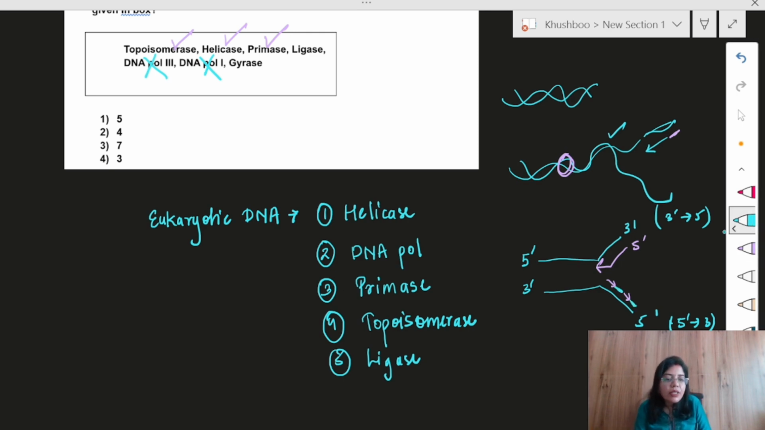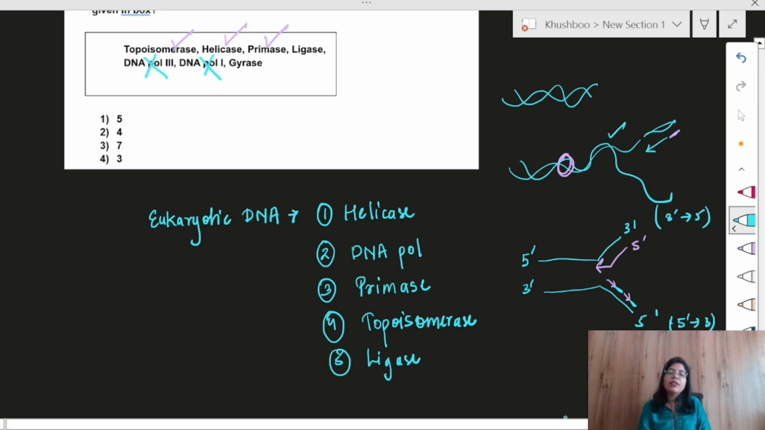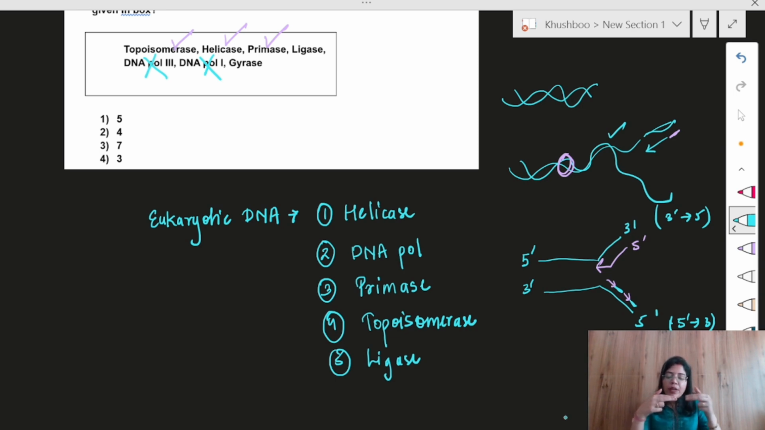So all the primers need to be removed, and again DNA must be synthesized, right? And after the synthesis of the DNA, all the DNA fragments must be joined together, in which ligase will help, right? So I have written here 5. Out of these 5, how many you can see there? You can only see 4, right? Okay, this gyrase is just like topoisomerase, but it is there in bacteria. So here option number 2 will be the answer.